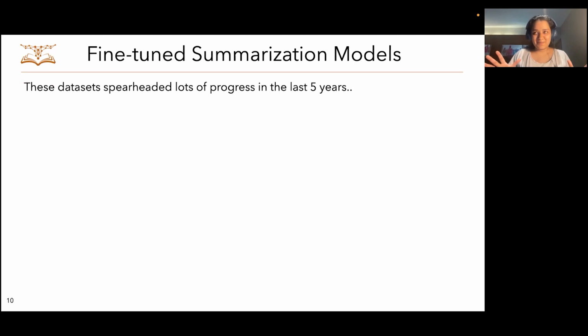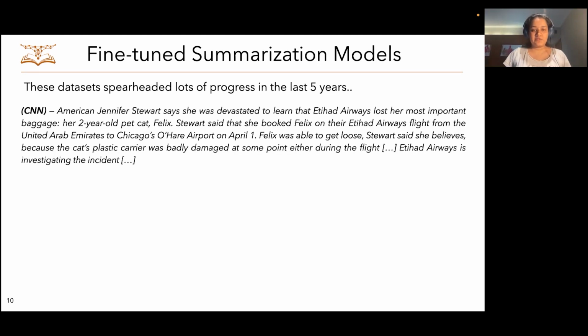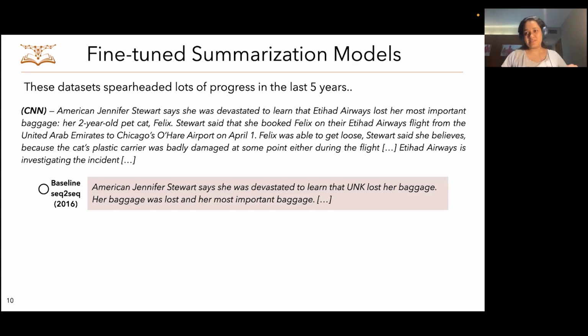Okay, so I spent around 5 minutes talking about why these data sets are bad. But I also want to say that these data sets have been very useful because they've spearheaded a lot of progress in the last 5 years. So for instance, consider this input article, which is talking about this American, Jennifer Stewart, who was devastated because her cat was lost on a flight from UAE to Chicago. And if we look at the baseline seq-to-seq model from 2016, we saw that it used to generate summaries like this, which were pretty poor quality.